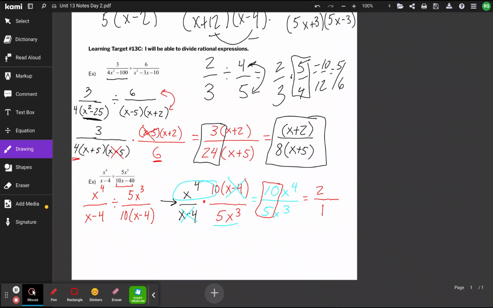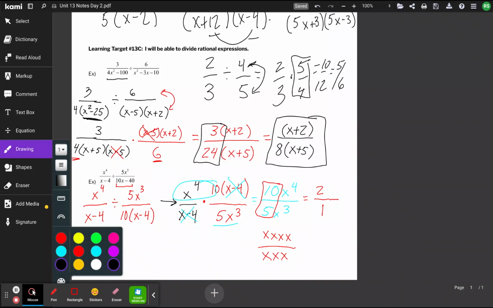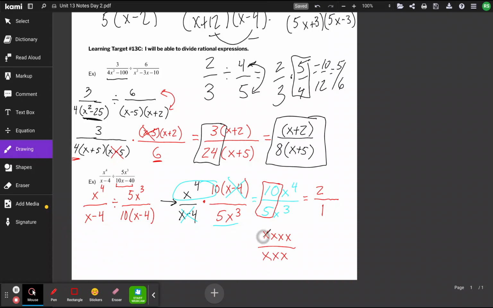We have x to the 4th over x to the 3rd. Remember, x to the 4th in the numerator looks like x times x times x times x. X times itself 3 times in the denominator. Those are our exponent rules from earlier on this semester. 4 minus 3.